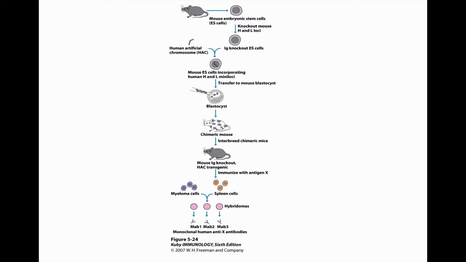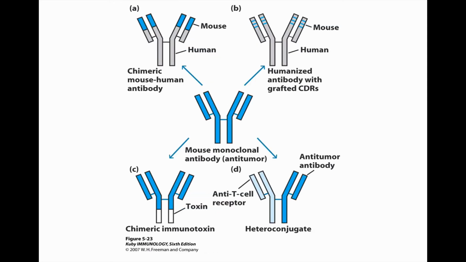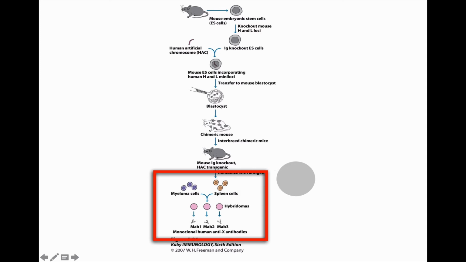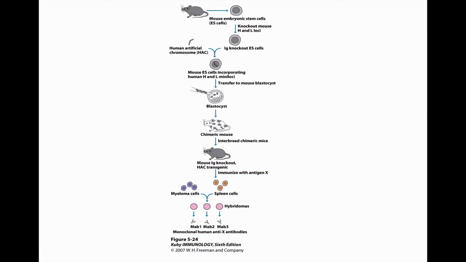So we looked at, I guess, how to humanize more, other methods to make them more human. And we talked a little bit about this idea of a human artificial chromosome, and we generate certain mice that will make humanized antibodies for us, much more because we give them the human information to work with.